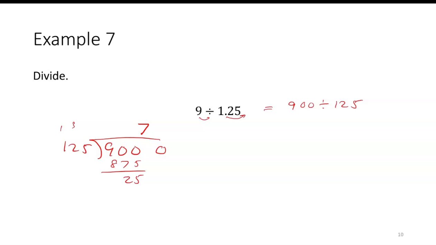And then I'm going to add a 0. It's basically annex a 0. Add a 0 to the right of the decimal and carry it down. 125 goes into 250 twice, evenly. And I put my decimal above the 1 in the dividend. So my final answer is 7 2/10.